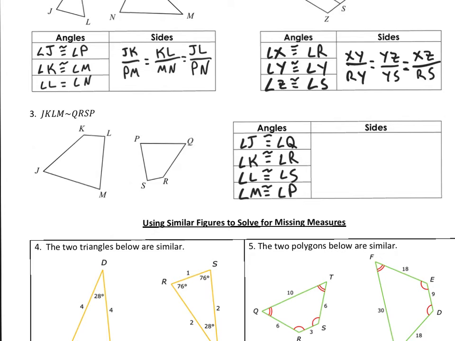Okay, so let's match up the sides. I'm going to list all the side lengths in JKLM first. JK, KL, LM, and then the first and last, JM. And we'll do the same for QRSP. So QR, RS, SP, and QP. And all these will be proportional to each other, so we can put the equal sign in between.